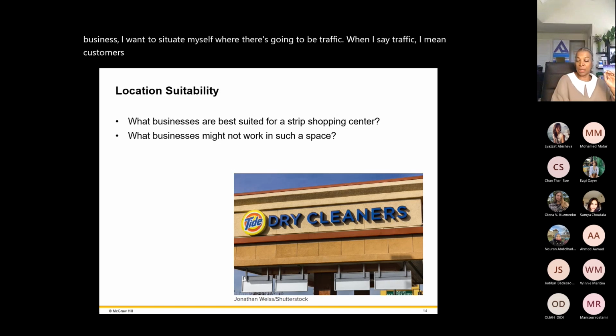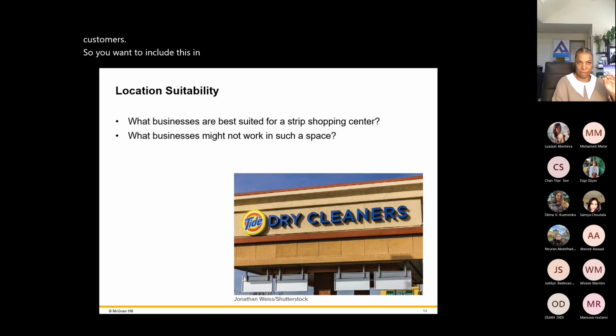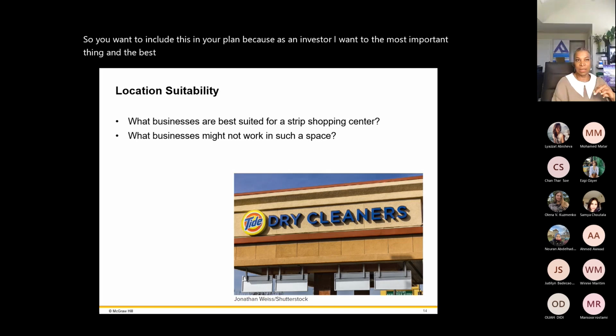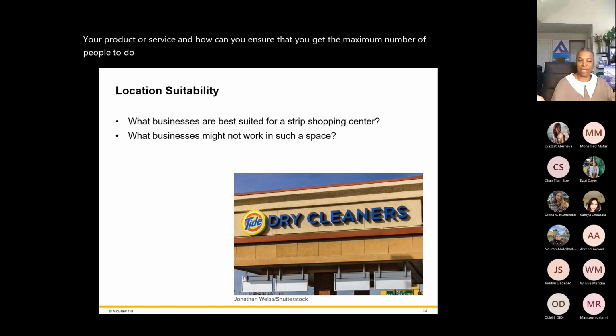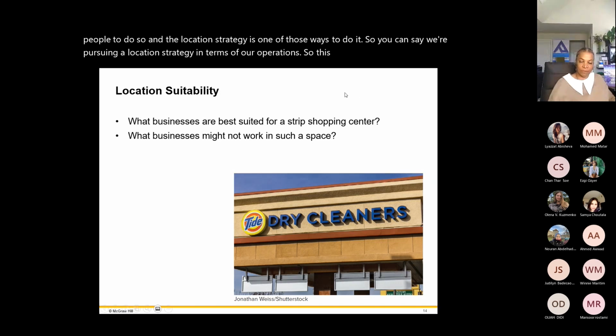So you want to include this in your plan, because the most important thing an investor wants to know is how can I get my money back? Which means how many people are going to be purchasing your product or service, and how can you ensure that you get the maximum number of people to do so? And a location strategy is one of those ways to do it. So you can say we're pursuing a location strategy in terms of our operations. The operations that we're doing today are a section of your plan.